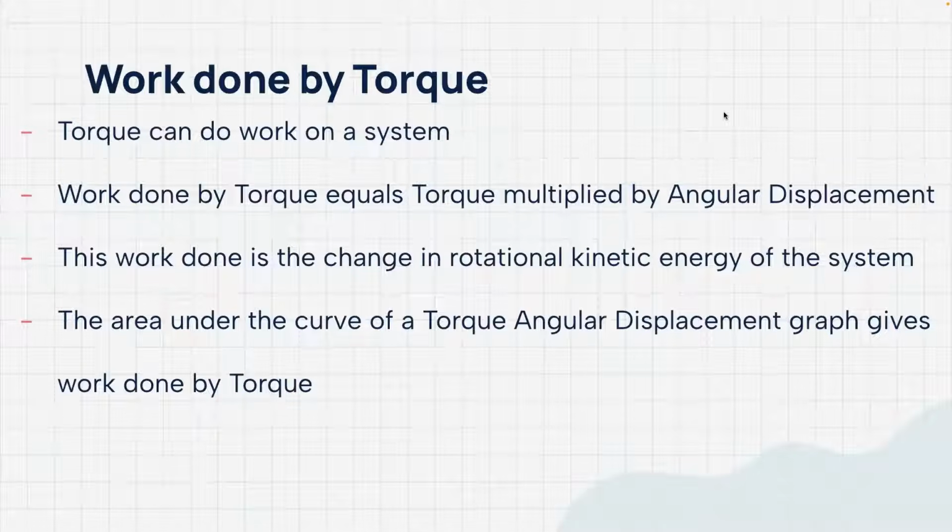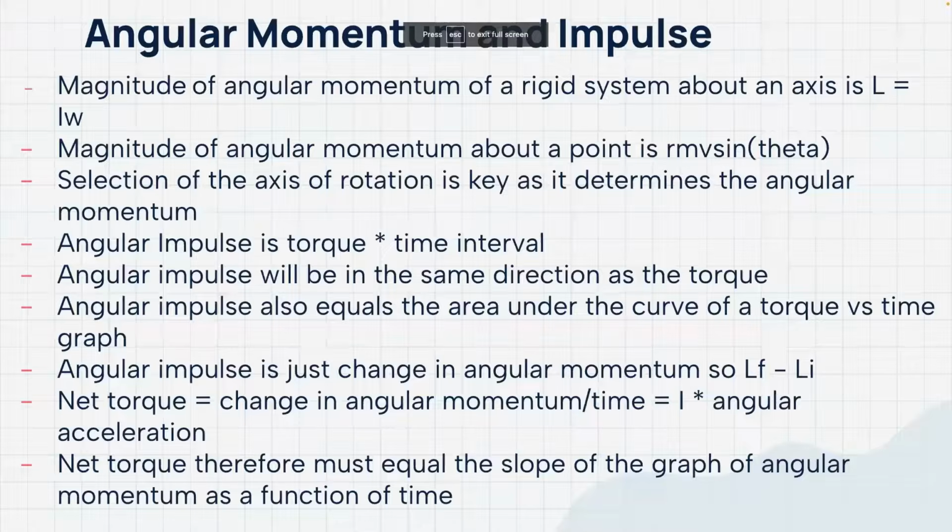So torque can also do work. The work done by torque equals torque multiplied by angular displacement. And the work done by torque is the change in rotational kinetic energy of the system, similar to the work energy theorem that we discussed earlier. Therefore, the area under the curve of a torque versus angular displacement graph just gives the net work done by torque.